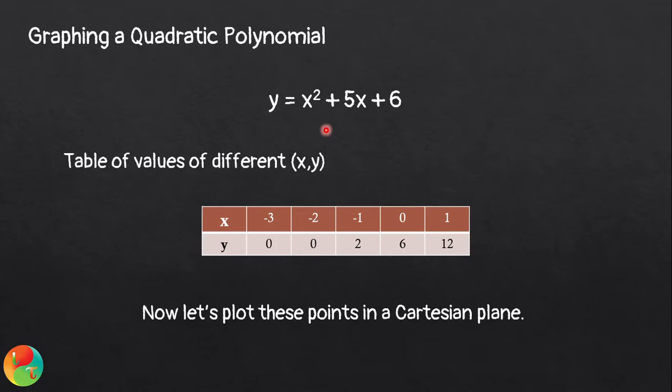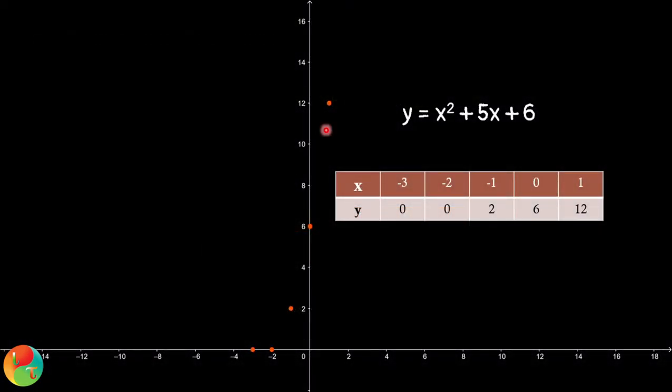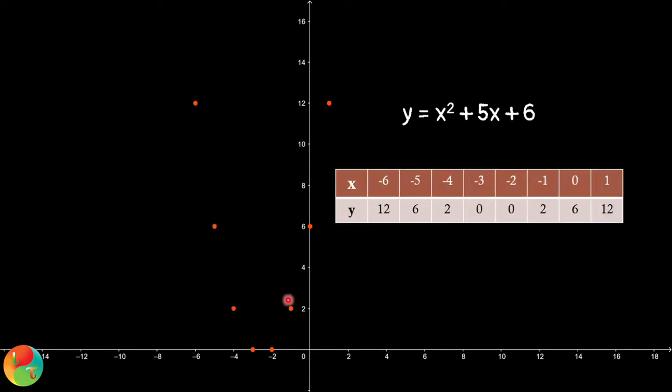Now let us plot these points in a Cartesian plane. So we have got 5 points over here and we have plotted all of these 5 points in a Cartesian plane. But if I join these points, they are not at all resembling a parabola. So for that purpose, I am going to introduce more values of x and y, or you can say more pairs of x and y.